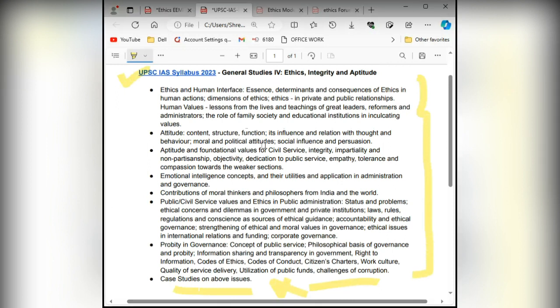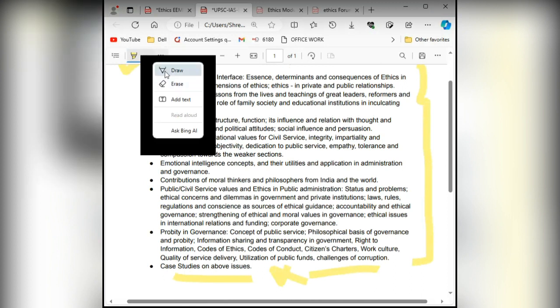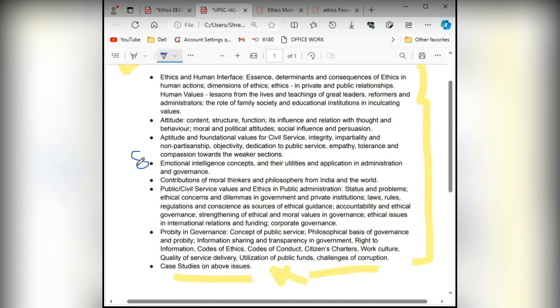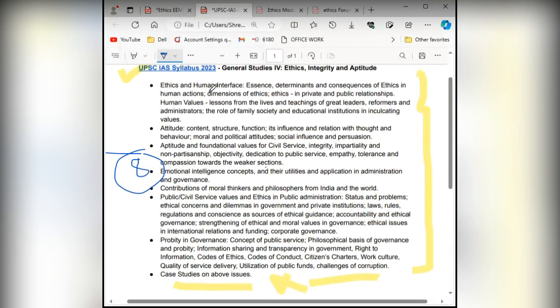Now you can see broadly there are 8 subheads in which the entire syllabus is categorized. Once we are done with each and every part mentioned over here, we are done with the syllabus. Before moving ahead, let us see some of the headings. The first one is ethics and human interface. This is the first topic under the ethics syllabus.